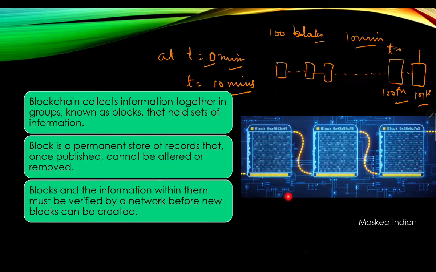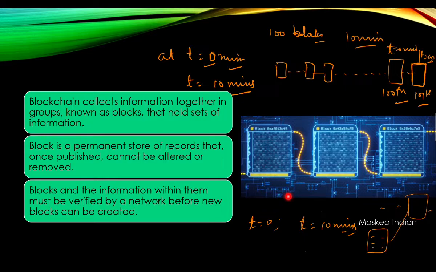So what will this block essentially contain, and what will happen in these 10 minutes? Suppose this is t equals 0 minutes, and this is t equals 10 minutes. From t equals 0 to t equals 10 minutes, whatever transactions take place in the Bitcoin network will be recorded in this particular block. All the transactions occurring worldwide will be added into this particular block, and that block will again be added to the existing Bitcoin network. This is how your block will be added to the network.